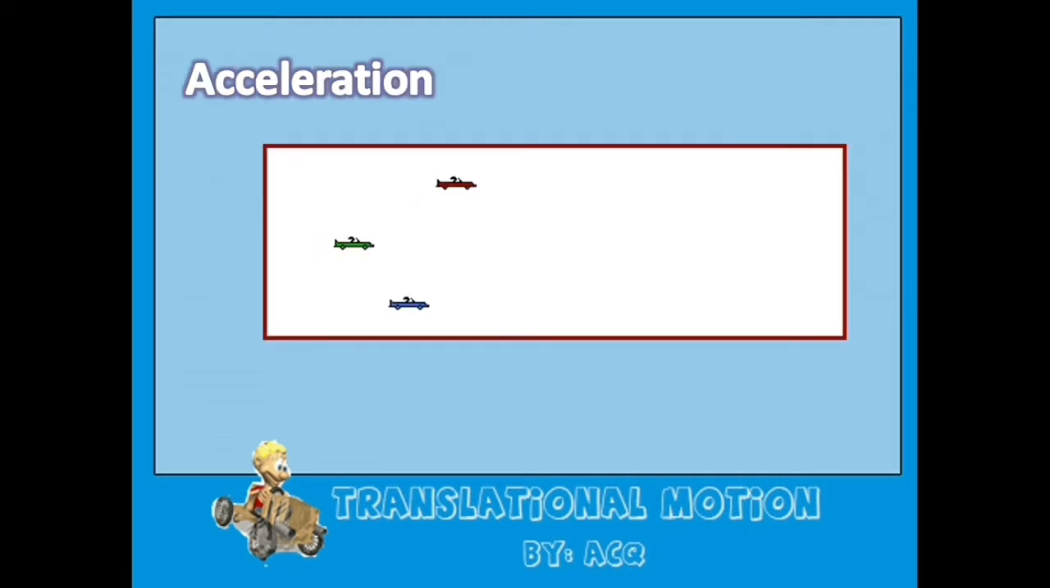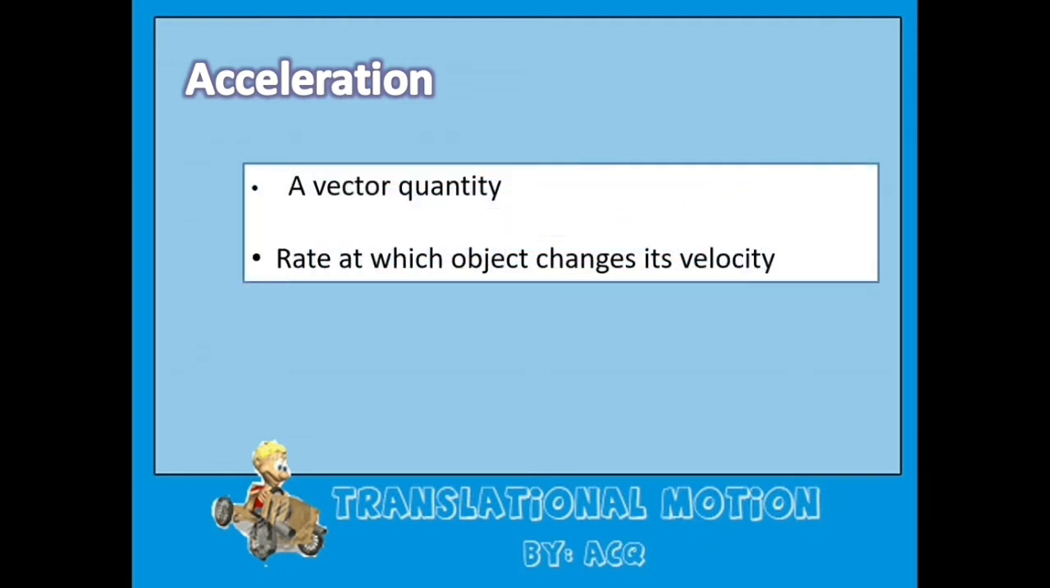How about acceleration? When we say that the object is accelerating, what do we mean by that? Acceleration is a change in velocity per unit time. It is also considered to be a vector quantity, therefore, it has direction.